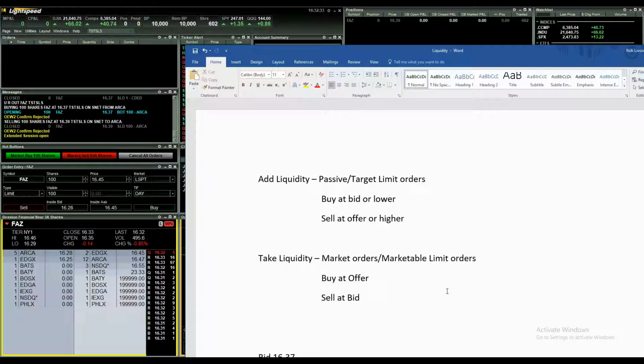If it's an aggressive order, buying the offer, selling the bid, that is also qualifying as taking liquidity, and you would receive the take liquidity fee. Only when your orders are posting to the market, buying at the bid, increasing the shares there, are you going to receive that liquidity rebate.